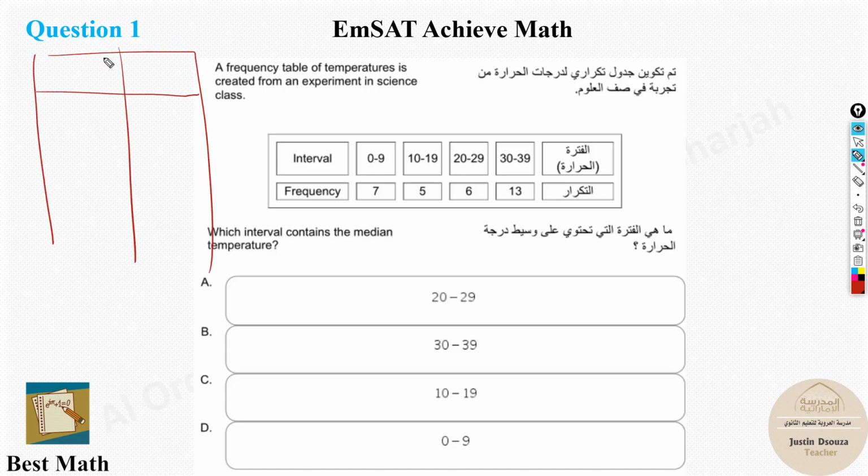And here, this is the interval. Let me just write the intervals. It is from 0 to 9, and then we have 10 to 19, and then we have 20 to 29, 30 to 39. Okay, so now here, this table, frequency is already there.